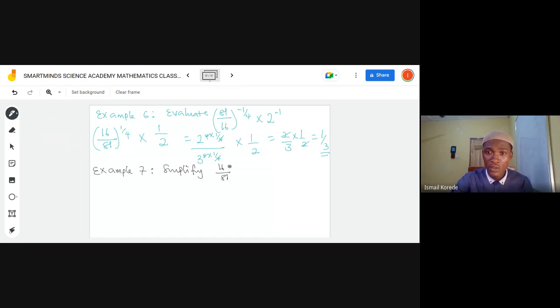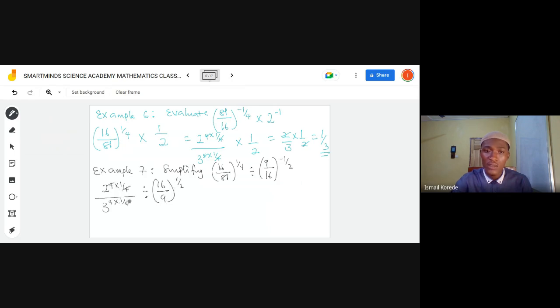16 over 81 raised to 1 over 4, divided by 9 over 16 raised to negative 1 over 2. This one has no negative sign, so I can just proceed to expressing it in its index form. So 2 to the power of 4 times 1 over 4. Don't forget to share 1 over 4 for both. All over 81, 3 to the power of 4 times 1 over 4 also. Divided by, you have to flip this because of this negative sign. So you have 16 over 9 raised to the power of 1 over 2.